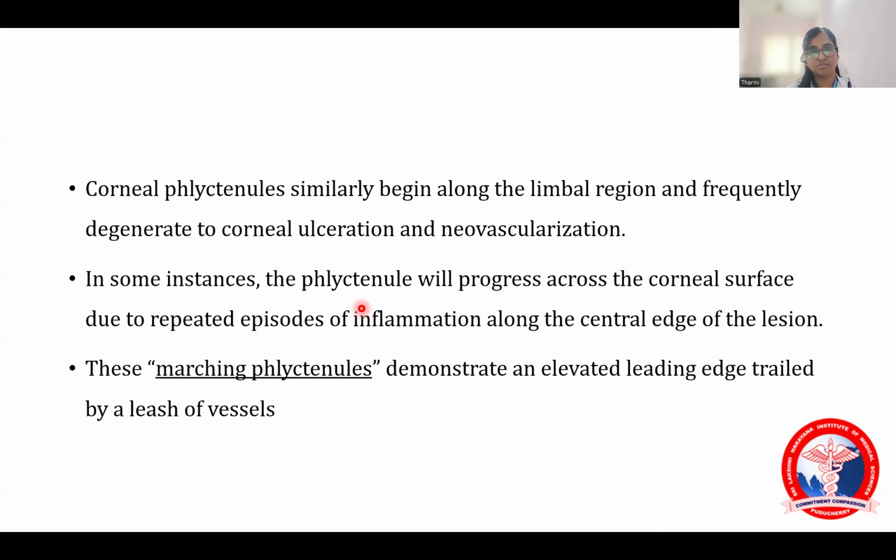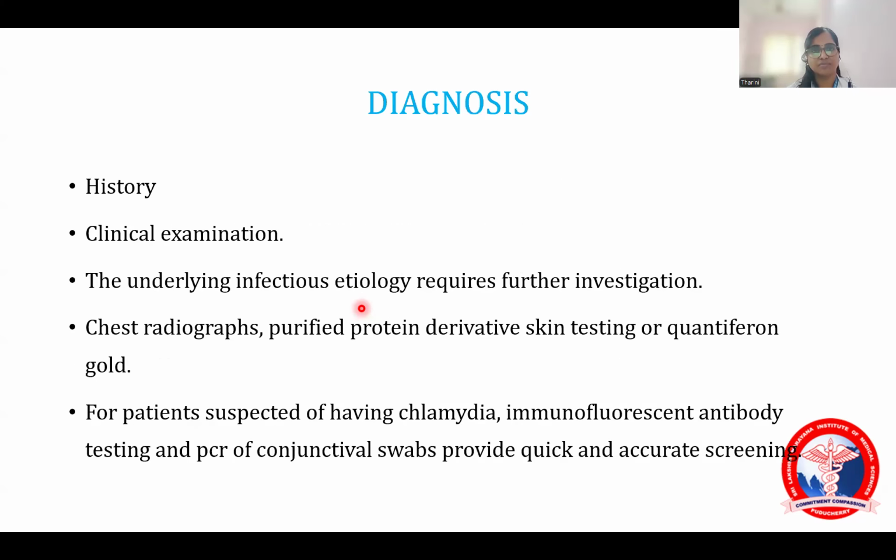They progress. Corneal phlyctenules similarly begin along the limbal region and frequently degenerate to corneal ulceration and neovascularization. In some instances, the phlyctenule may progress across the corneal surface due to repeated episodes of inflammation along the central edge of the lesion. These marching phlyctenules demonstrate an elevated leading edge trailed by a leash of vessels.